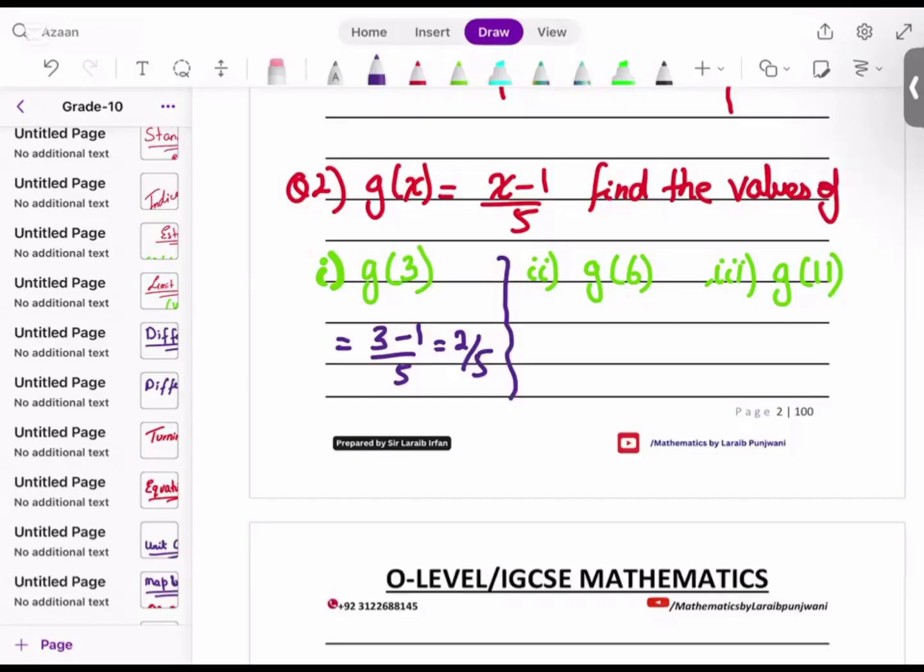Now part 2 is 6. So now 6 minus 1 divided by 5. So this will be 5 divided by 5. This will be cancelled out. So the answer will be 1. Now 11. 11 minus 1 divided by 5. So this will be 10 over 5. 5 ones are 5, 5 twos are 10, the final answer will be 2. Yes, Azan. Any confusion? No. Great. Very good.